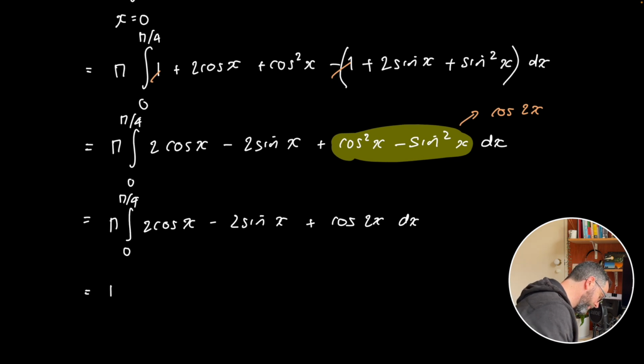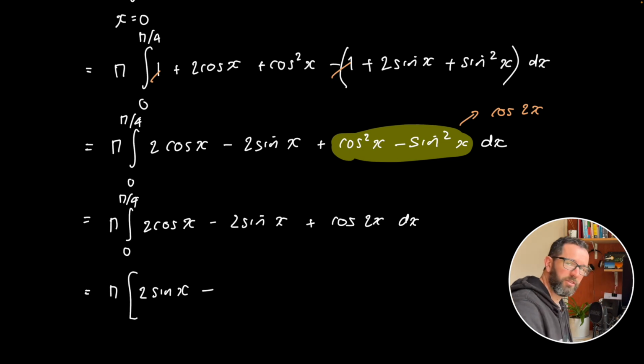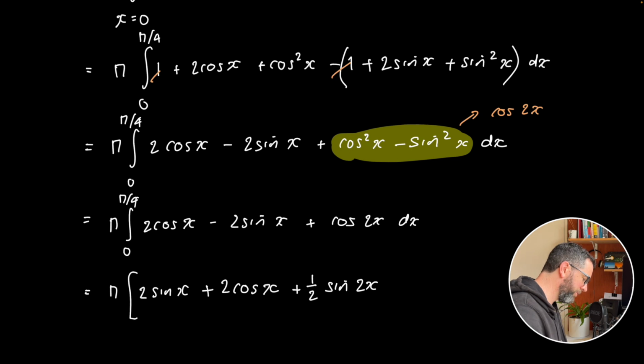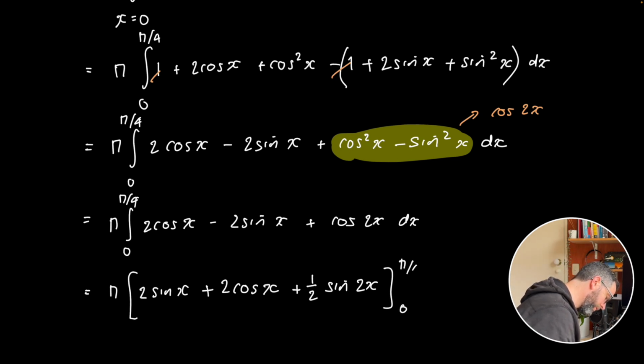So that equals pi times, open a big bracket. Let's see, cosine x integrates to sine, so it'll be 2 sine x. Sine x integrates to negative cosine, so that's going to cancel that 2 off, minus off and make it plus 2 cos x. And then cosine integrates to sine, so that will be sine 2x with some kind of factor, and it will have to be 1/2, so that when we differentiate it, we'll get back to cosine 2x, which is what we want. And that's between 0 and pi over 4.